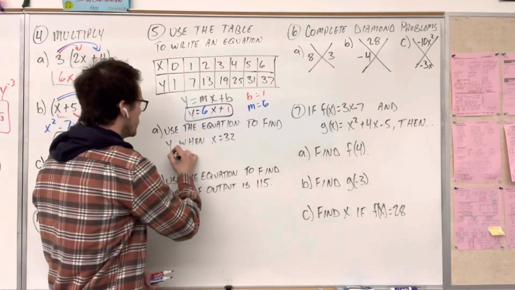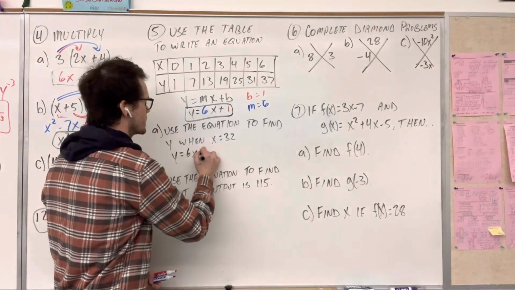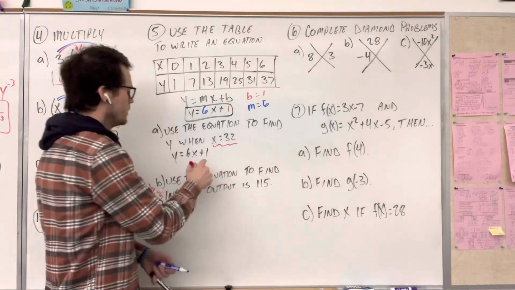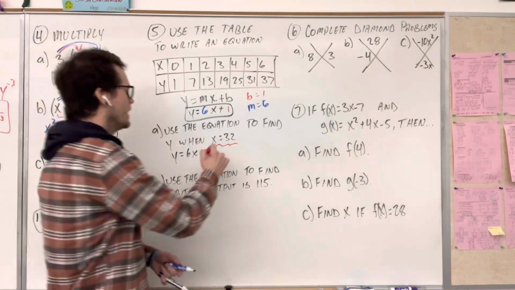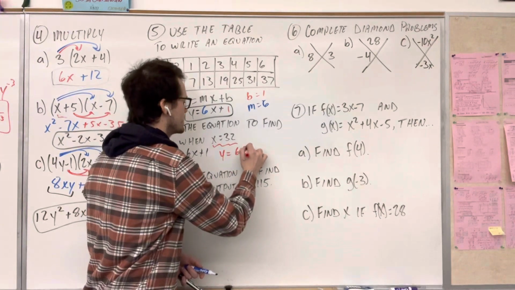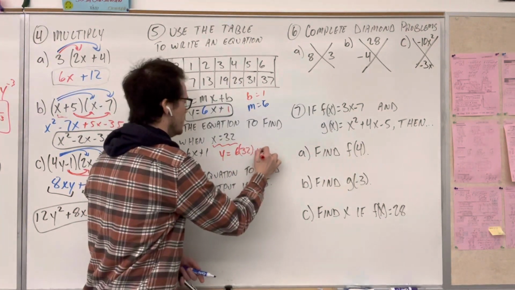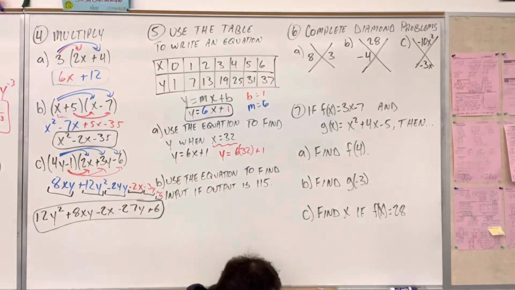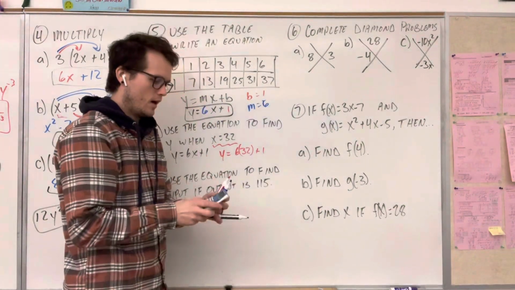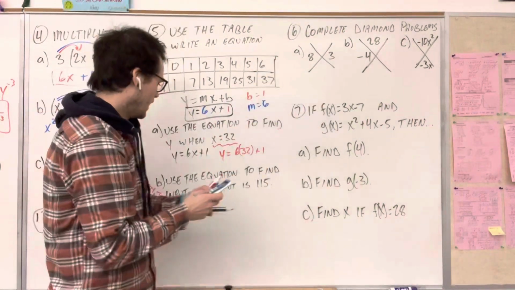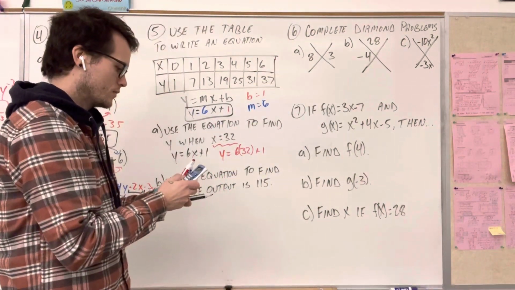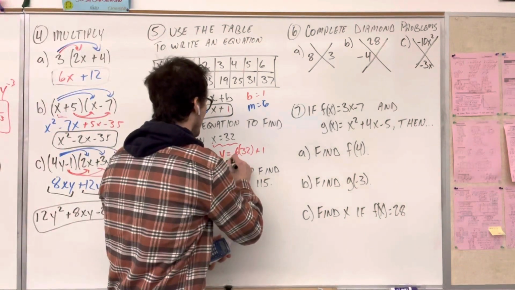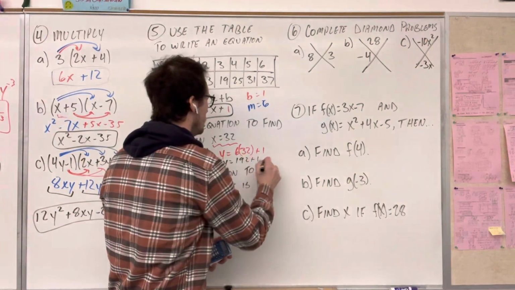So if we have this equation, y equals 6x plus 1, and we're told that x equals 32, well then just substitute 32 in here for x. So y equals 6 times 32 plus 1. Well, 6 times 32 is not a number I have memorized, so I'm going to use my calculator. Hey, check it out. This one's not broken. We have 6 times 32. That is 192. So y equals 192 plus 1.